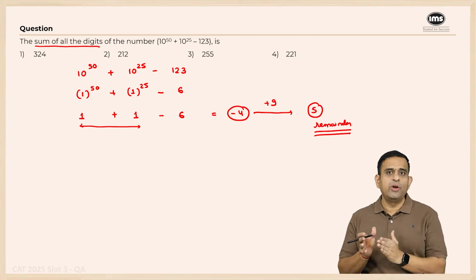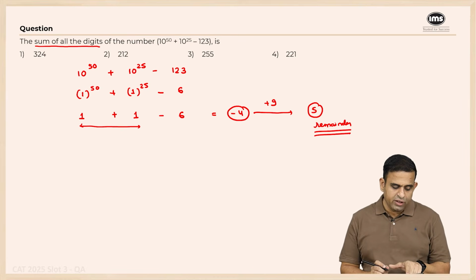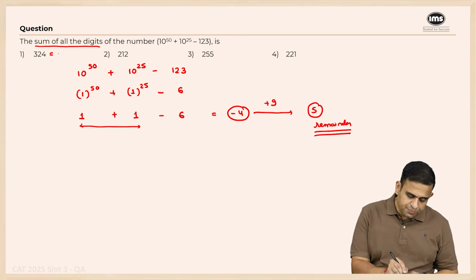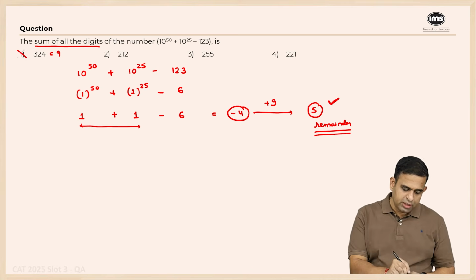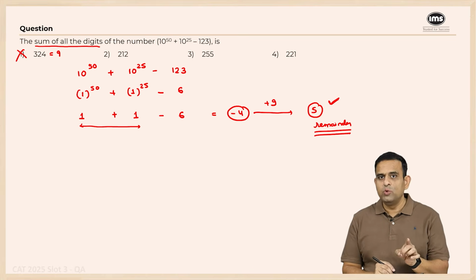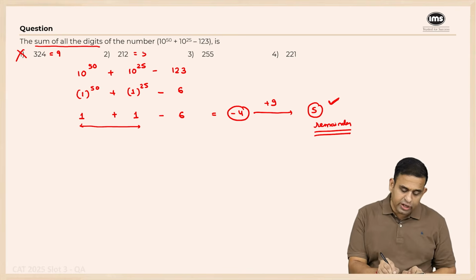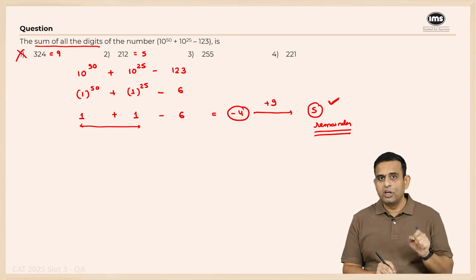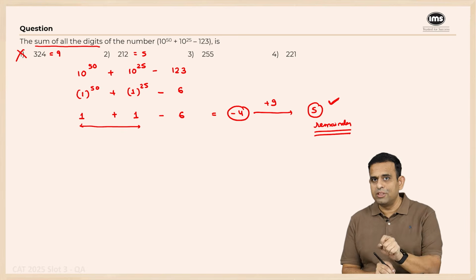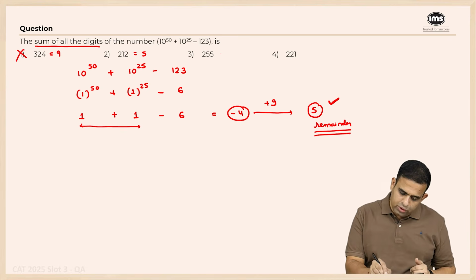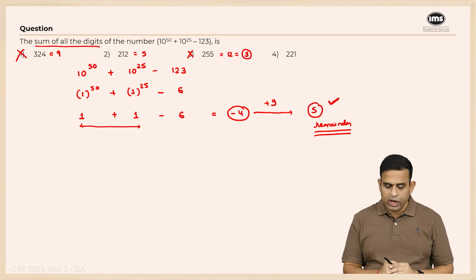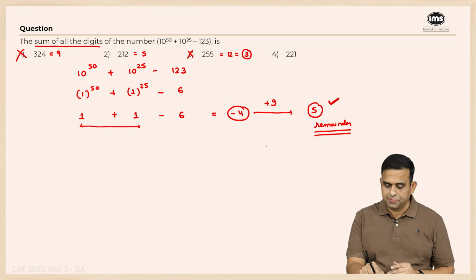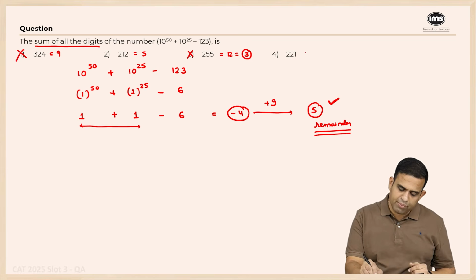Let's see whether this is going to help us or not. If I look at the number 324, the sum becomes equal to 9. But we want the eventual sum of the digits to come out to be 5. Option number 1 is out. 212, the sum 2 plus 1 plus 2 becomes 5, so it can be a possible answer. The third one, 255, the sum is 2 plus 5 plus 5, which is 12, which will give you a 3 remainder if I divide by 9. I want a remainder of 5, so option number 3 also goes out. And if I look at the fourth one, which is 221, the sum becomes equal to 5.